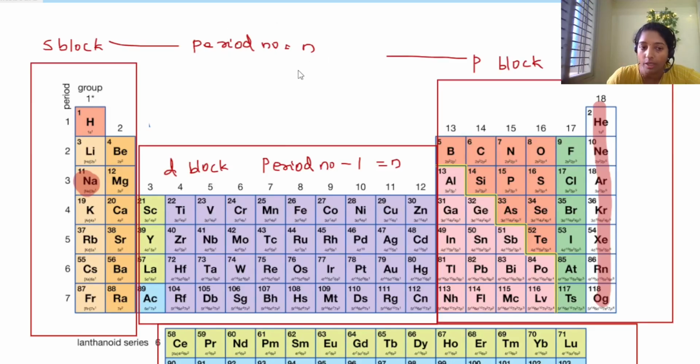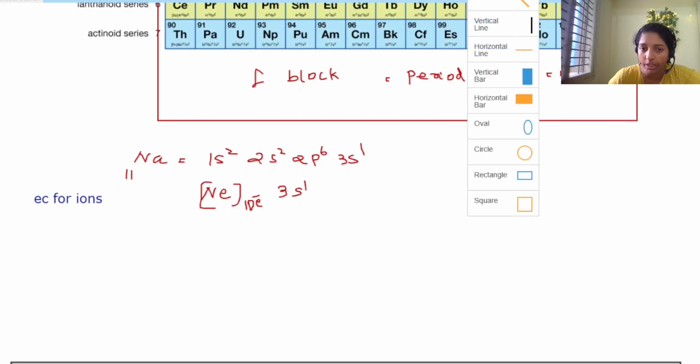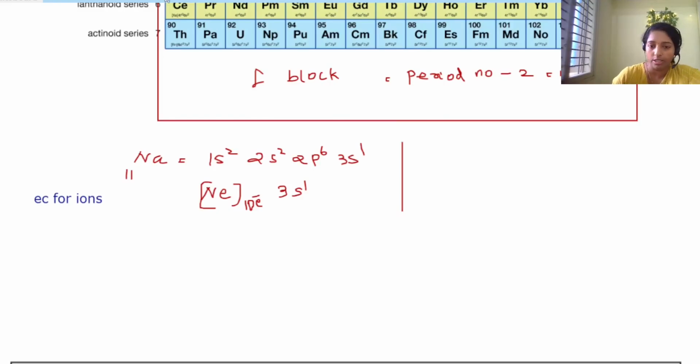Period number is equal to n. What is the period number? Sodium is in period 3, so 3 is our n value, and the block is S, so it is 3s. And 3s, first element, like first group, so 3s1 will be the sodium. So sodium will be [Ne] in square bracket and then 3s1. Maybe you didn't get it, so we can do one more example.